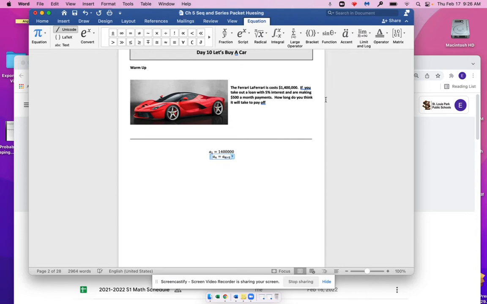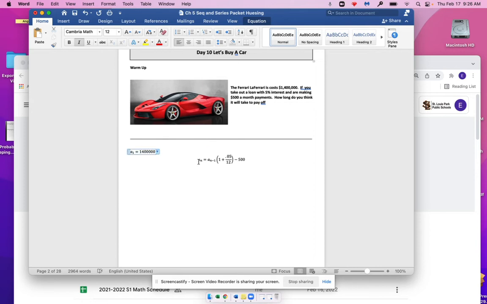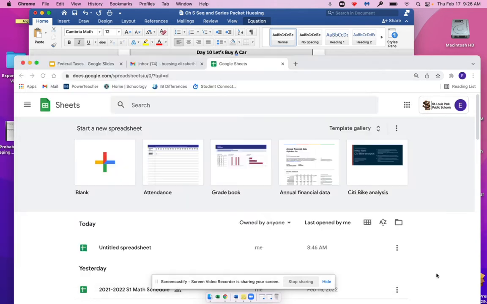And if you remember, we have to calculate our interest. So if you remember from last semester, 1 plus, we take our interest divided by 12, because that's our annual interest rate, and then I'm going to subtract the $500. So this is our equation here for what it would look like. Now we can use Google Sheets to help us out with this.